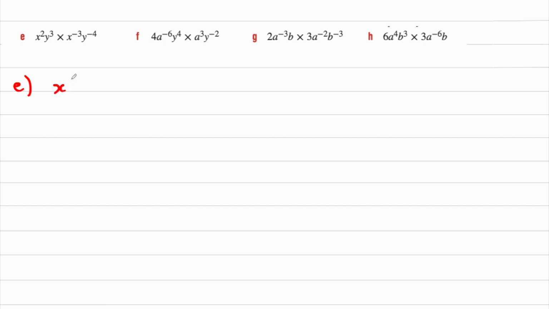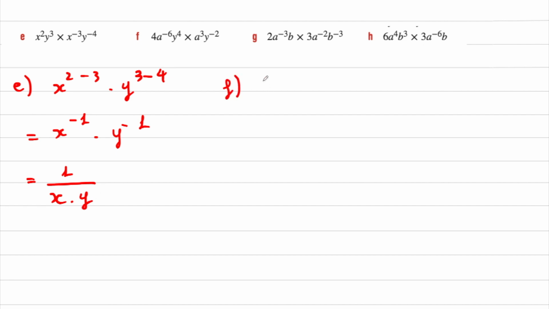Question E, you got x and y. For x, you got 2 minus 3. And for y, 3 minus 4. Here is x to the power of minus 1, y to the power of minus 1. And then 1 over x times y here.